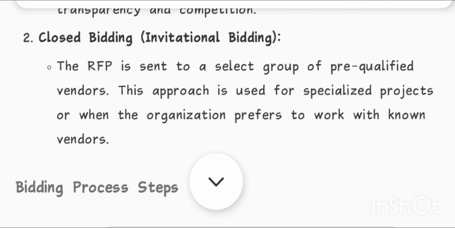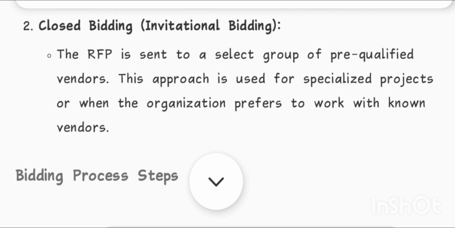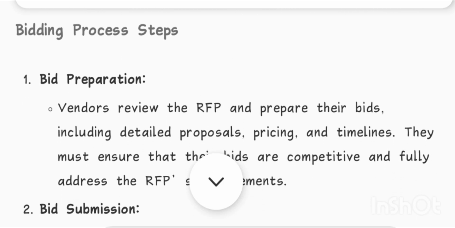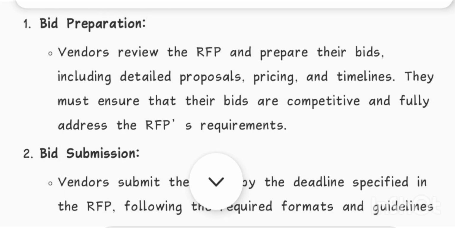2. Closed bidding, invitational bidding. The RFP is sent to a select group of pre-qualified vendors. This approach is used for specialized projects or when the organization prefers to work with known vendors. Bidding process steps. 1. Bid preparation. Vendors review the RFP and prepare their bids, including detailed proposals, pricing, and timelines. They must ensure that their bids are competitive and fully address the RFP's requirements.